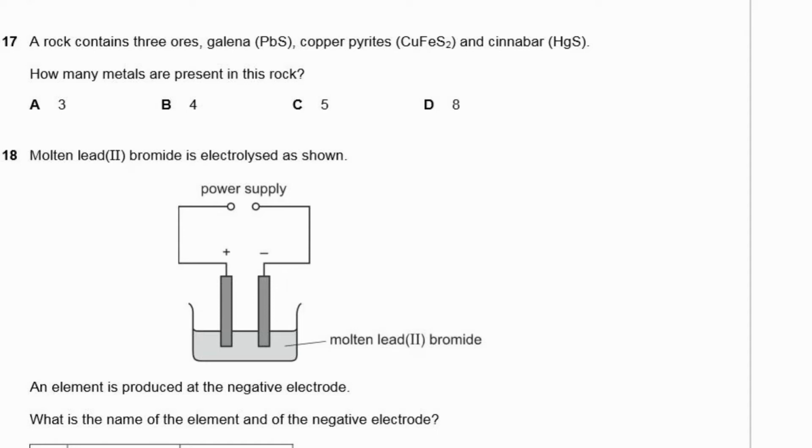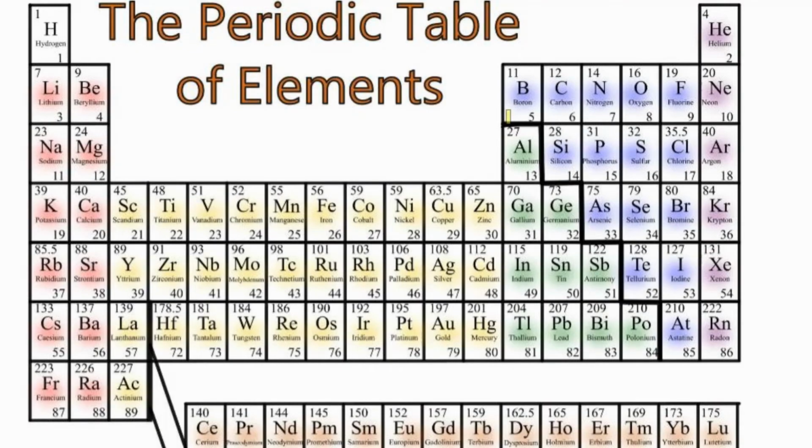Question 17. A rock contains 3 ores: galena, PbS, copper pyrites, CuFeS2, and cinnabar, HgS. How many metals are present in this rock? Well, the easiest way to do this is to look at the periodic table. Okay. So if you remember, there's a line here. Make it nice and big so you can see it better.